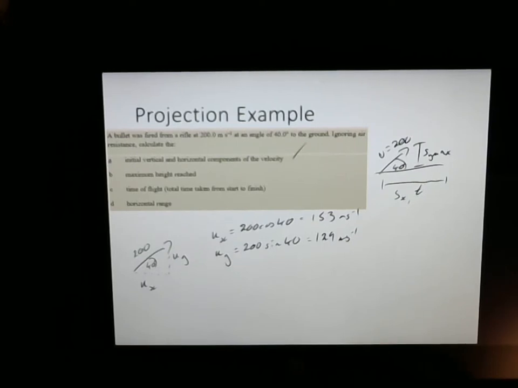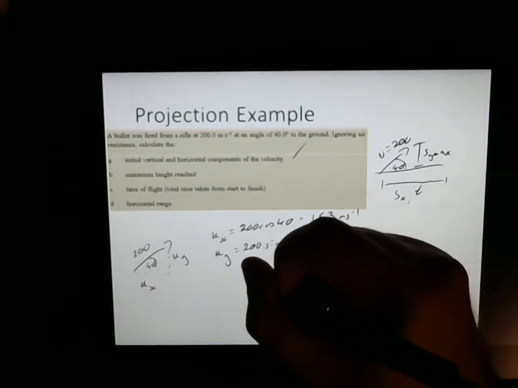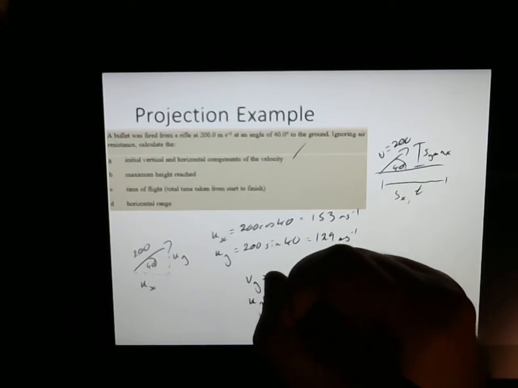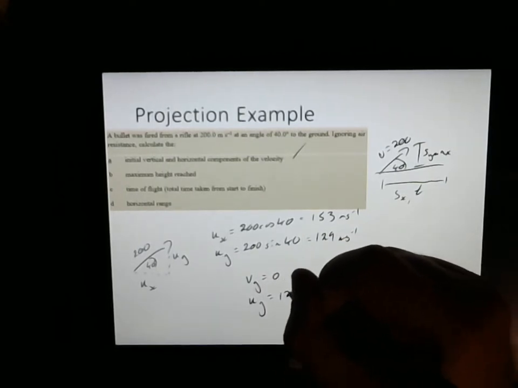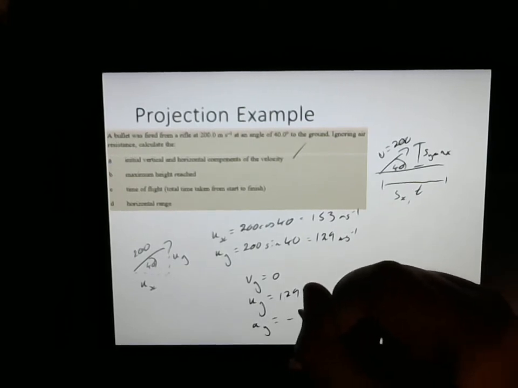Maximum height reached. Okay, so we want to know what is its maximum height. And remember, as we saw in the picture before, when we're going for maximum height, we need to let velocity in the y direction equal 0. So we're going to have Vy equals 0. We have Uy, which we just worked out, 129. And we know acceleration in the y equals negative 9.8.